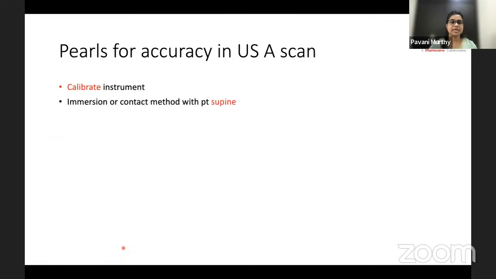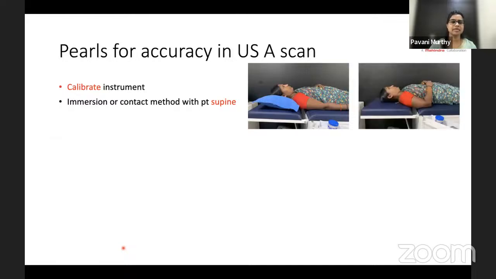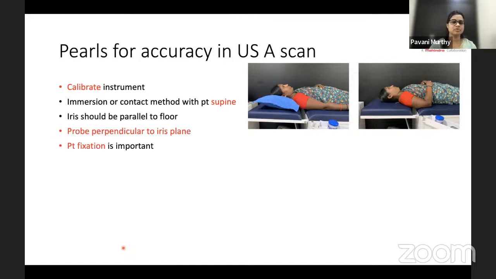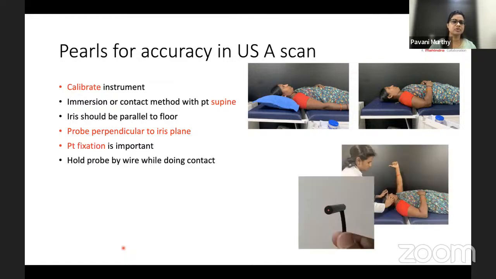Pearls over here are to calibrate the instrument properly, and make sure that the immersion or contact method is done in the correct position. Immersion should always be supine; contact can be both supine or in sitting position. The iris plane should be parallel to the floor. The probe should be perpendicular to the iris plane. Patient fixation is important. Hold the probe by the wire during your contact scans.